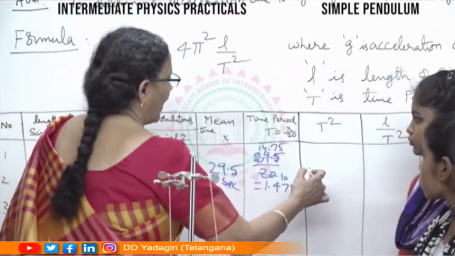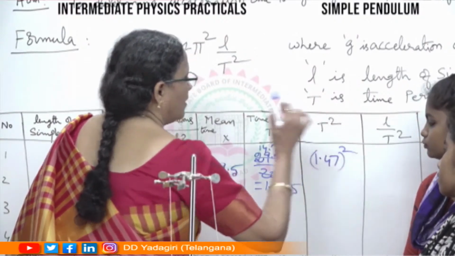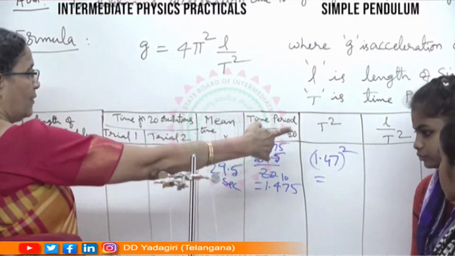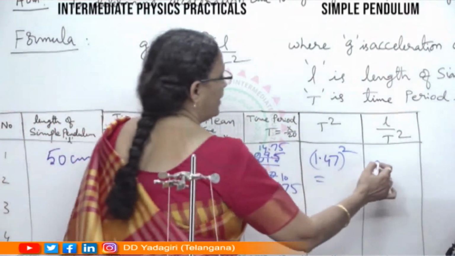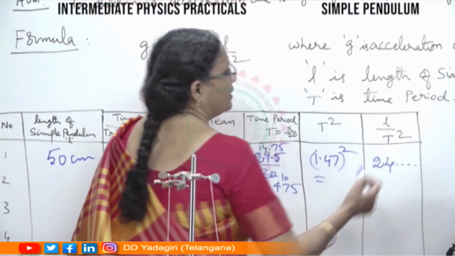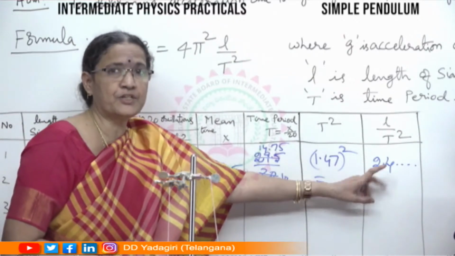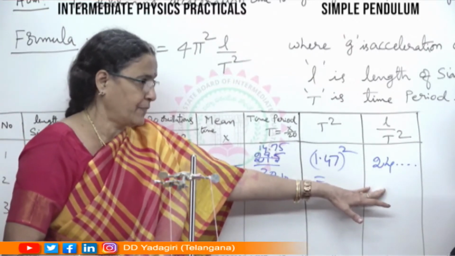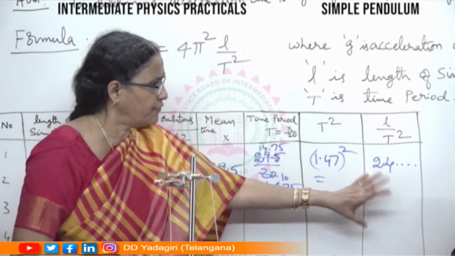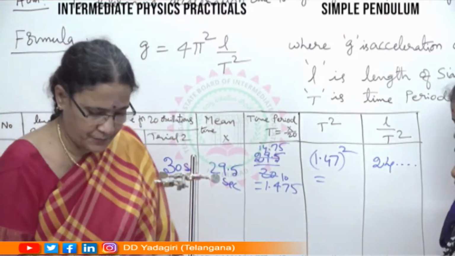Next is t square. 1.47 whole square, you must do. We'll get something. Last column, L by t square. 50 by 1.47, around 24 point something you should get. You have to check your value here itself. It should not exceed 25. So if it is between 23 and 25, you are right. You can proceed.